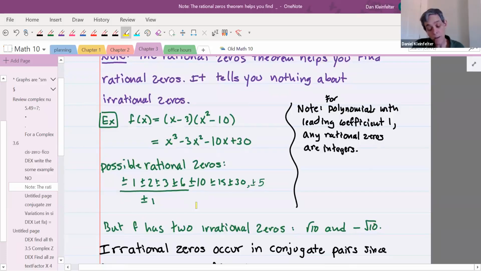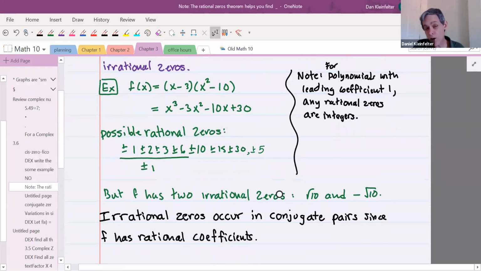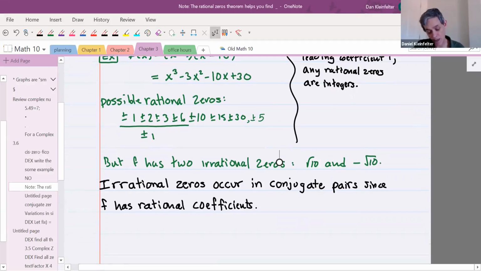It turns out, though, that the only rational zero is 3. It has 2 irrational zeros, which are the square root of 10 and negative square root of 10, but the theorem doesn't say anything about that. All it tells you is if there are rational zeros, then they're going to be in this list, but it may or may not have any irrational zeros. So f has 2 irrational zeros of plus and minus square root of 10.